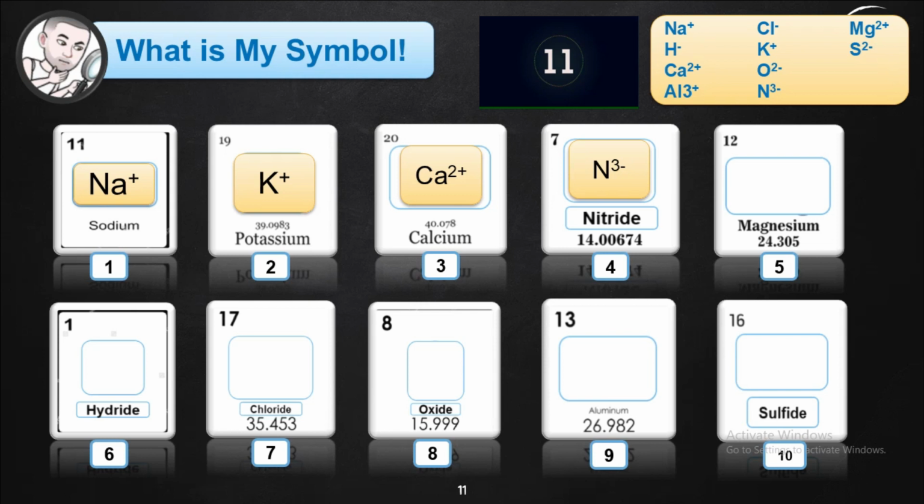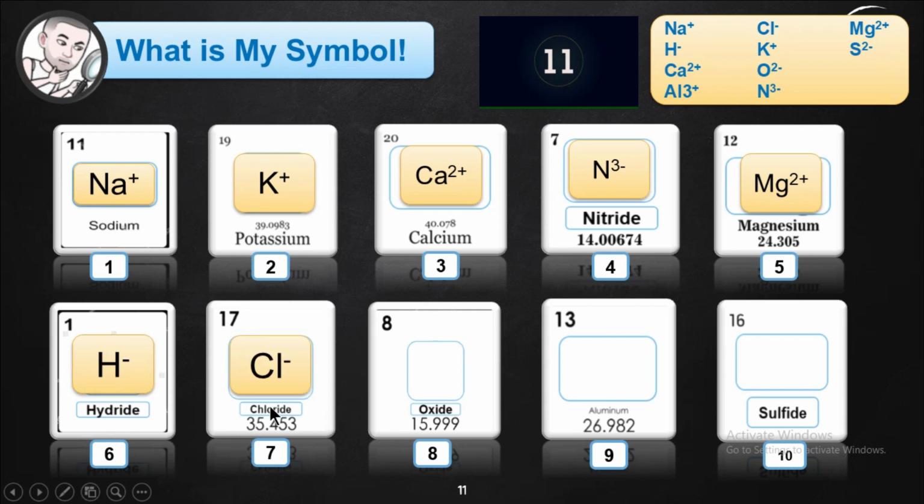Number 5, magnesium, Mg, then there is a 2 plus sign. Number 6, hydride, H, then there is a negative sign. Number 7, chloride, Cl, then there is a negative sign. Number 8, oxide, O, then there is a 2 negative sign. Number 9, aluminum, Al, there is a 3 plus sign. Number 10, sulfide, S, then there is a 2 negative sign. If all your answers are correct, congratulations!